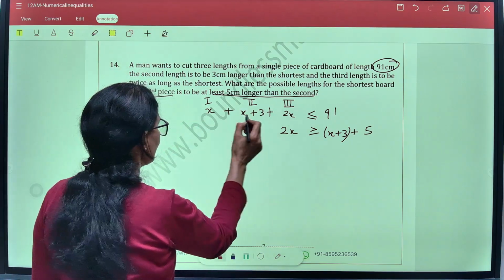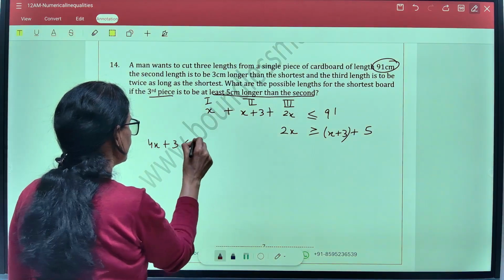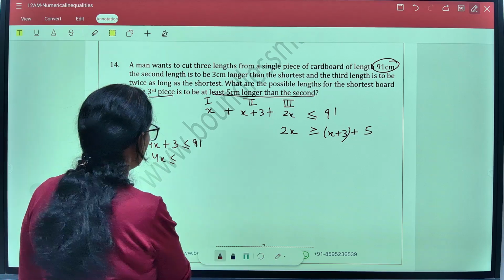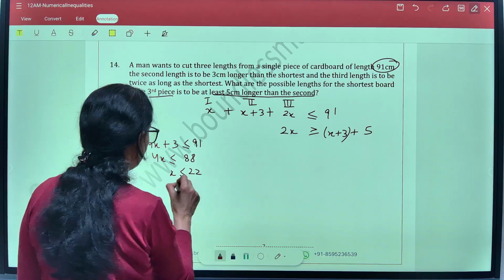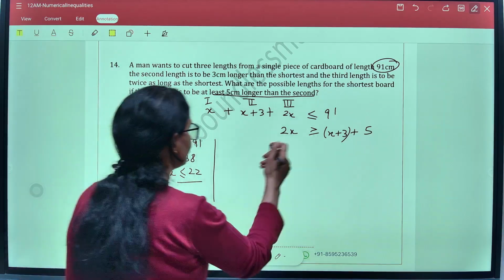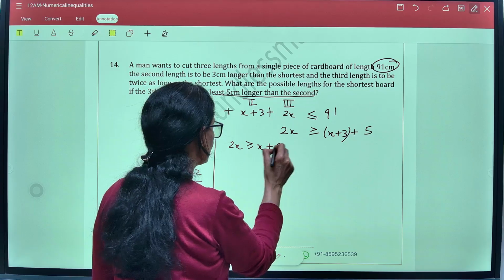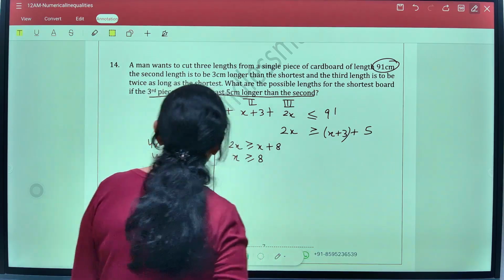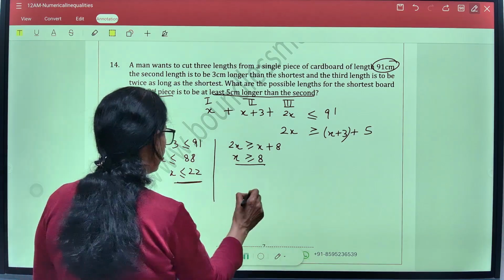So from the first one we have 2x plus x becomes 4x plus 3 less than or equal to 91. Let's solve this. 91 minus 3, 88. X is less than or equal to 22. We got one of the solutions. Let's solve the second inequality. 2x is greater than or equal to x plus 8. 2x minus x, x is greater than or equal to 8. So x is greater than or equal to 8 and less than or equal to 22.